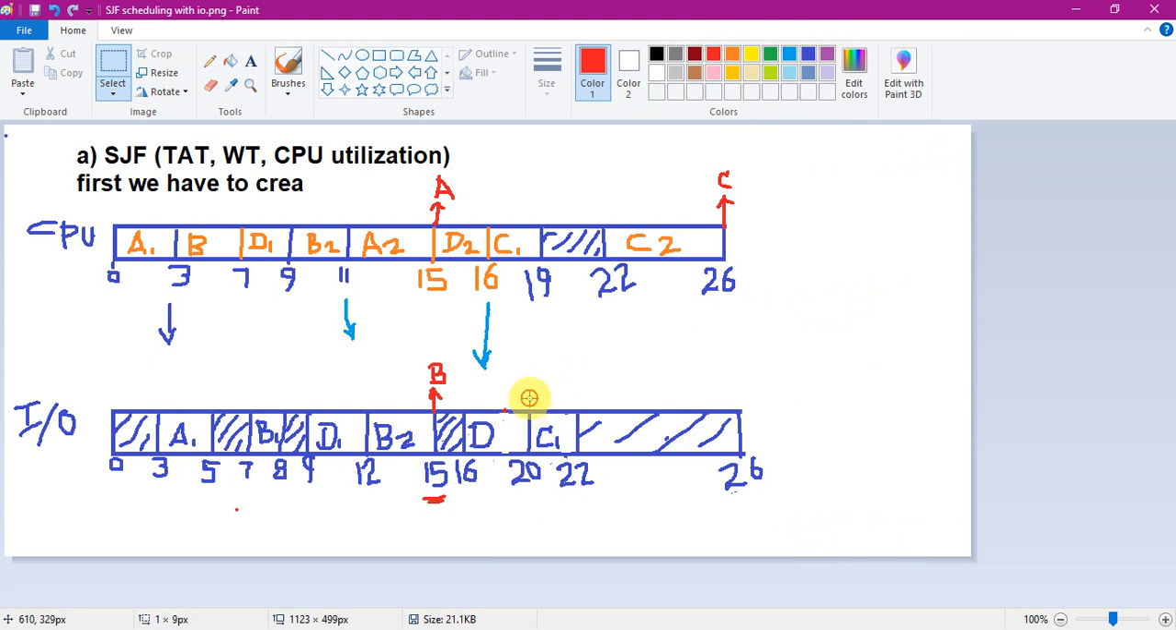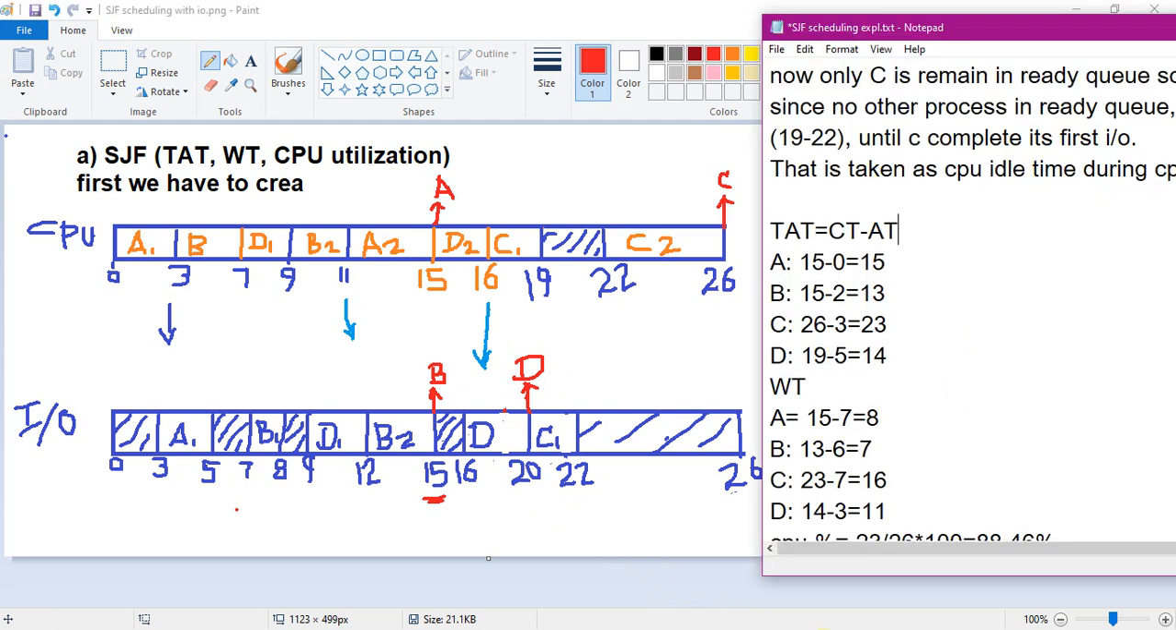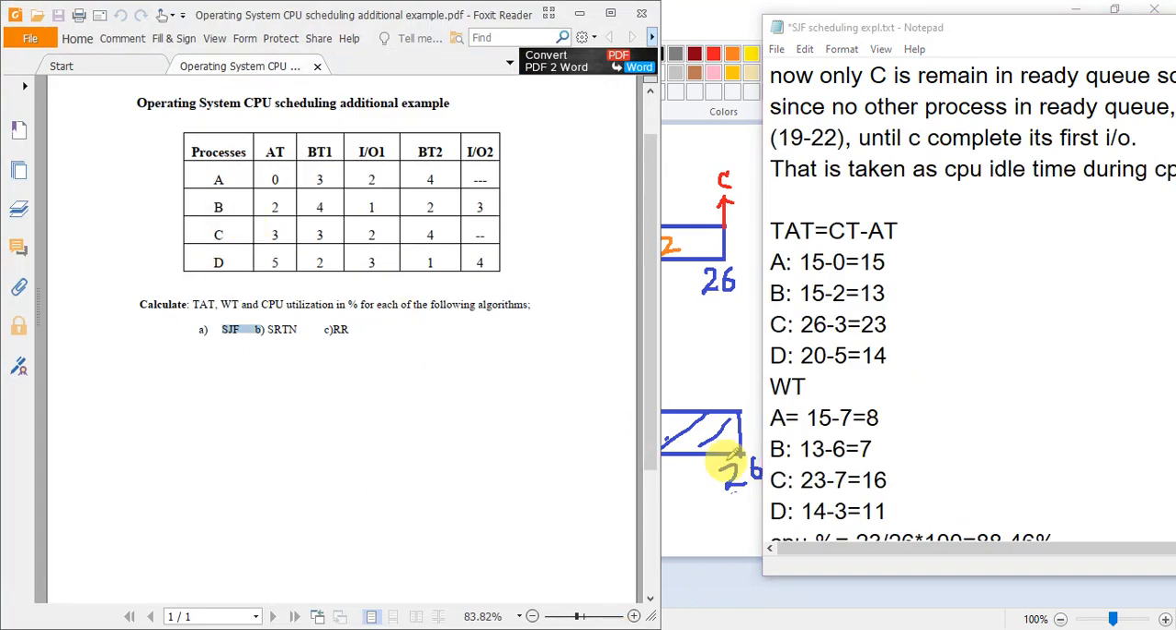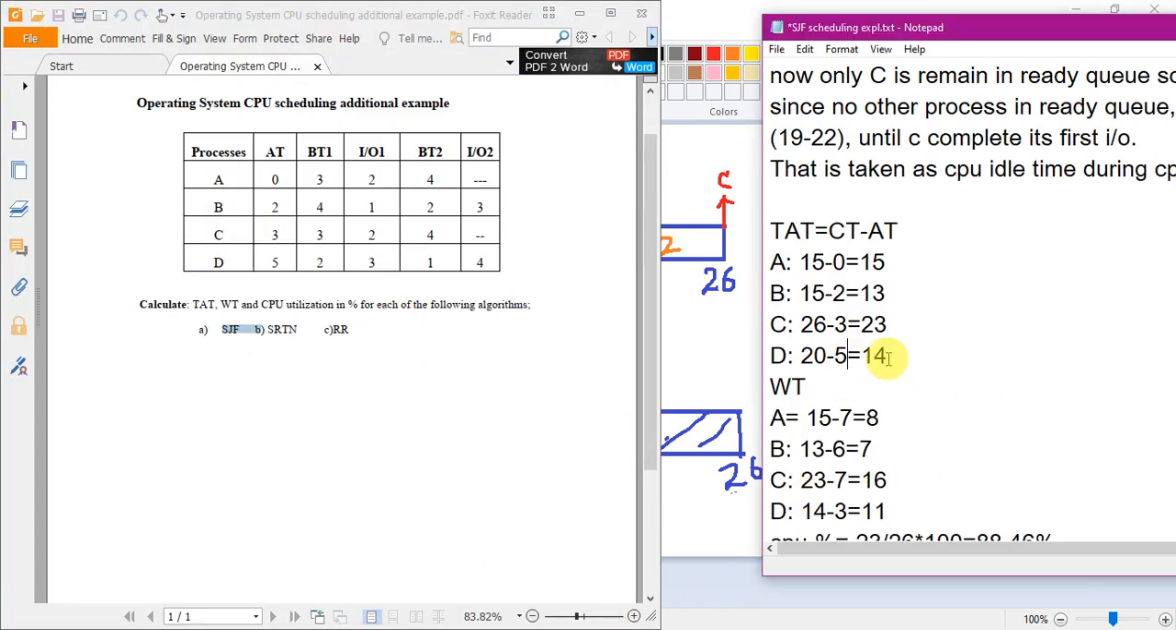That's where it leaves the system, after 20. So the arrival time for this one is 5. Okay, so 20 minus 5 is 15.